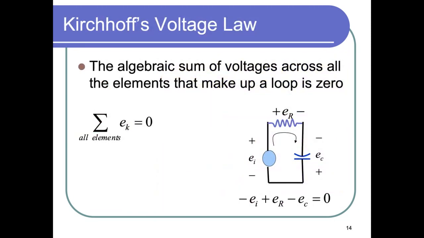All right, we also have Kirchhoff's voltage law. The algebraic sum of voltages across all elements that make up a loop is zero. So minus EI plus ER plus EC is zero. Minus EC, sorry. You know all of these things, so there is nothing new. It's just a quick refresher.